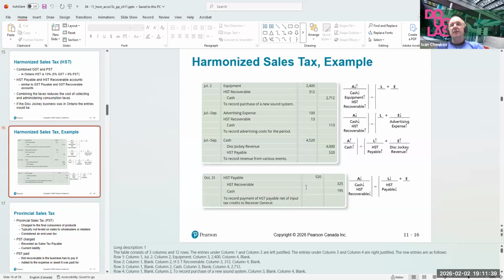And the example here, as you can see, is the same idea, but instead of 5%, we're moving up to 13% in Ontario. And at the end of the day, somebody has to pay the difference. Who will that be? Well, the one who is collecting GST. So the company collected 520 GST, and now has to pay the government. So debit HST payable, but the government has to pay back to the company $325. So credit GST/HST recoverable. The difference is 195. You have to send it to the province of Ontario.